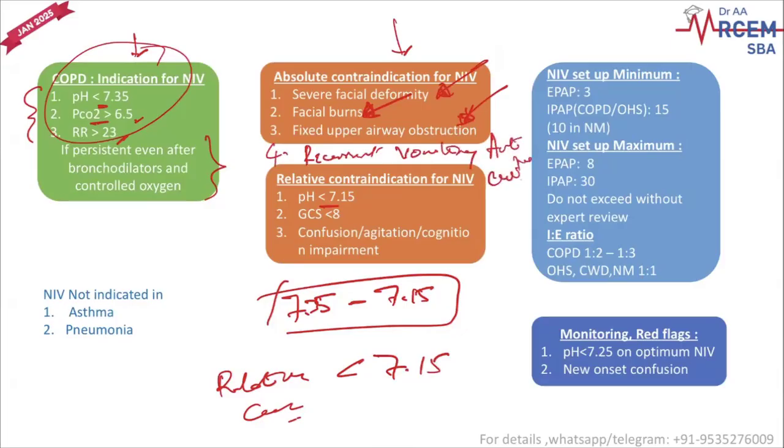You've given anti-emetic drugs but he still continues to have vomiting, then the chances of aspiration are very high because it is a tight, fixed, big mask that you're using. He'll vomit into the mask and he'll aspirate. For that reason, it is an absolute contraindication. Relative contraindications are pH less than 7.15, GCS less than 6, some confusion, agitation, or cognition impairment.